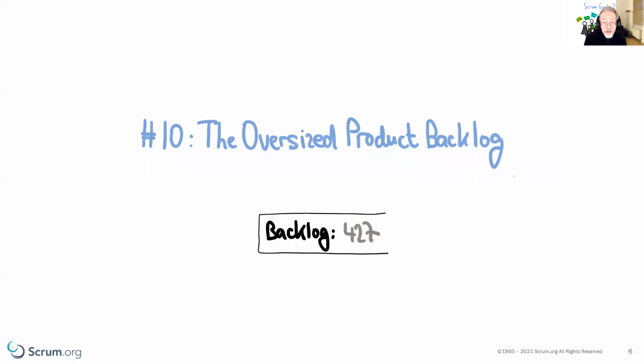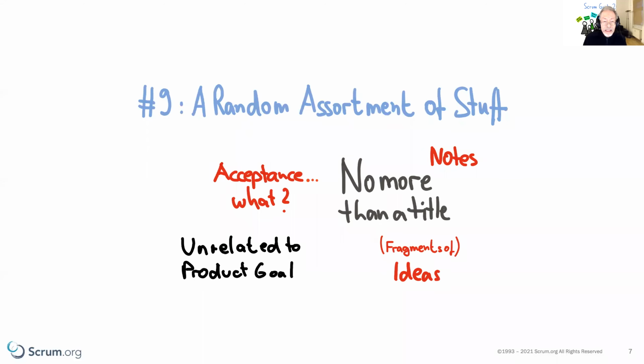So number 10, the oversized product backlog, which is closely related to number 9, the product backlog being a random assortment of stuff. Again, transparency is a good thing. We do not have a shadow accounting in Scrum. Everything that needs to go into the product and our service is represented in the product backlog. So if we talk about software, user stories, bugs, non-functional requirements, spikes, you name it.